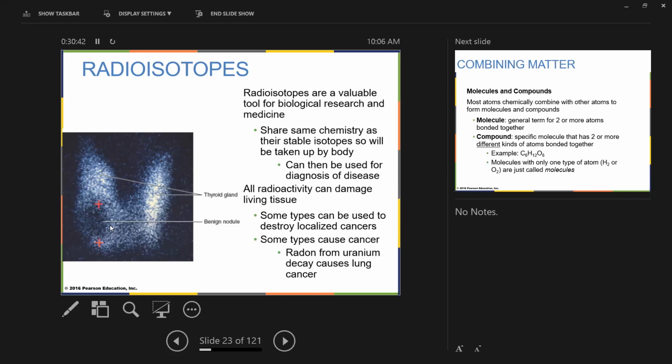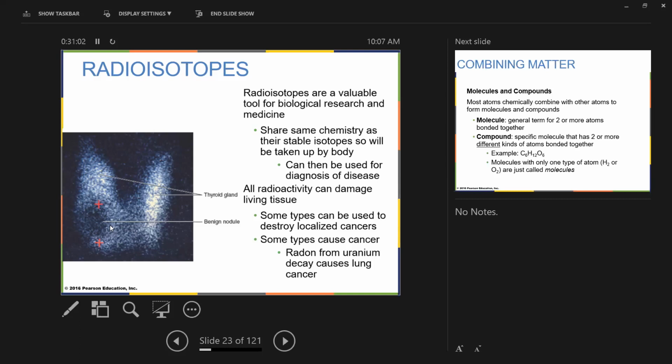And so without having to do any kind of exploratory procedure, we can look at this and say, well, there is something on the left-hand side of that image that is dark and it's not taking up iodine. Now we have a target area.